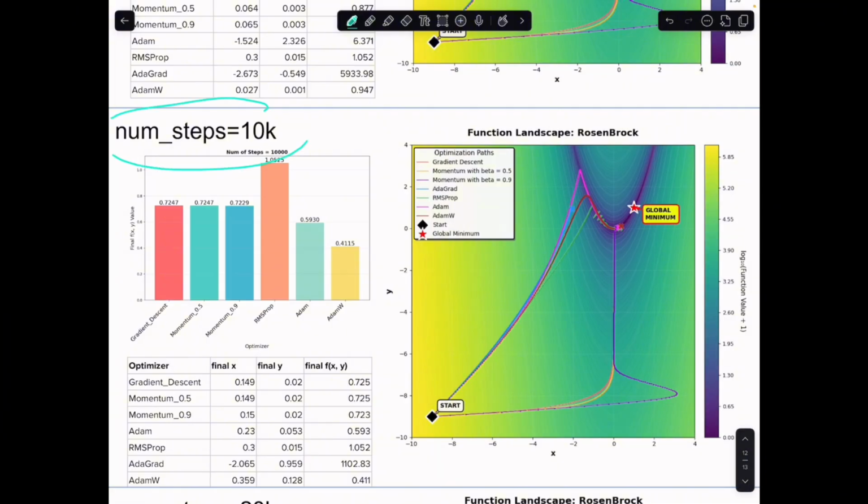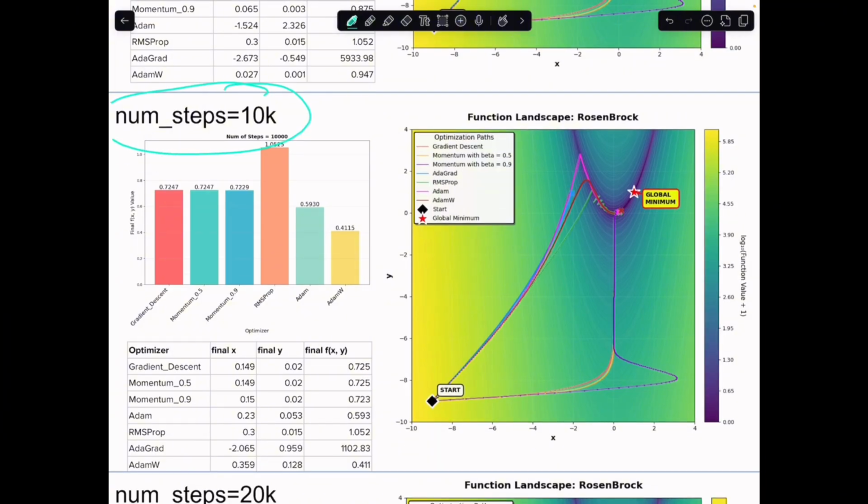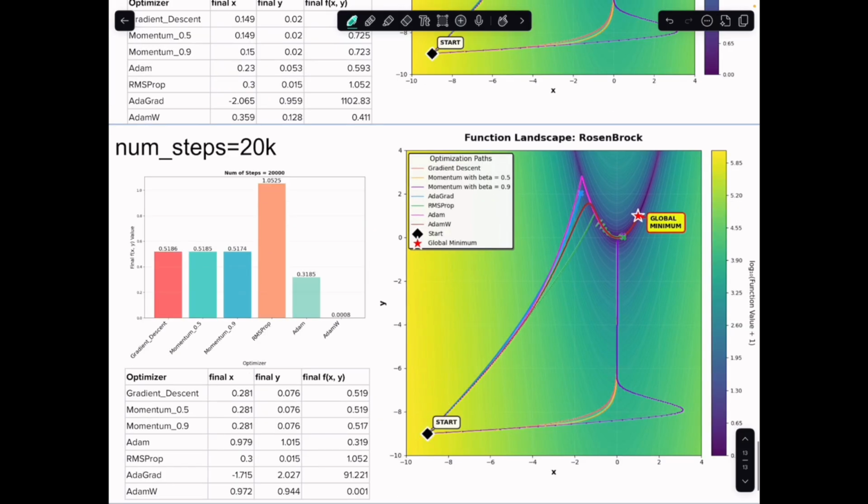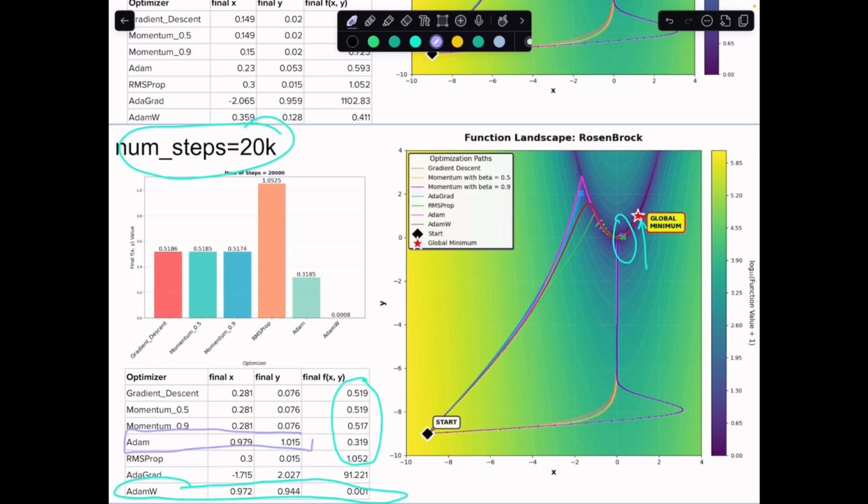What happens at 10K steps is that you see Adam quickly catching up and getting closer to the global minimum. Eventually we get to 20K steps. At this point, we can see the clear winner is AdamW. Except for AdamW, gradient descent and momentum methods have also gotten closer to the global minimum. As you can see here, these are the gradient methods, and Adam and AdamW were able to get closer to the global minimum. The global minimum is close to 1,1, and Adam and AdamW are the closest. Here is a visual comparison of the winners. AdamW clearly wins.